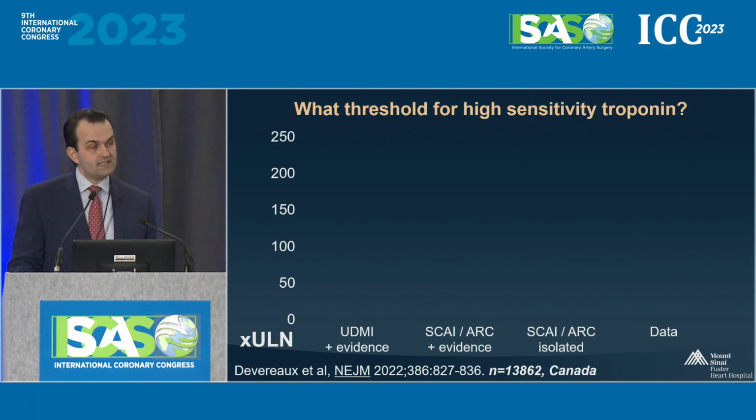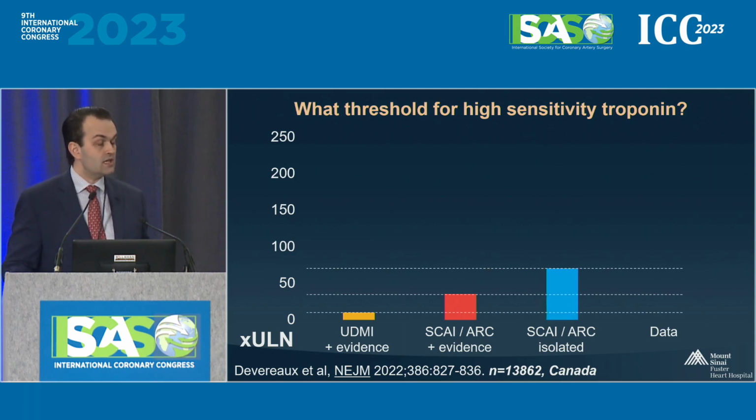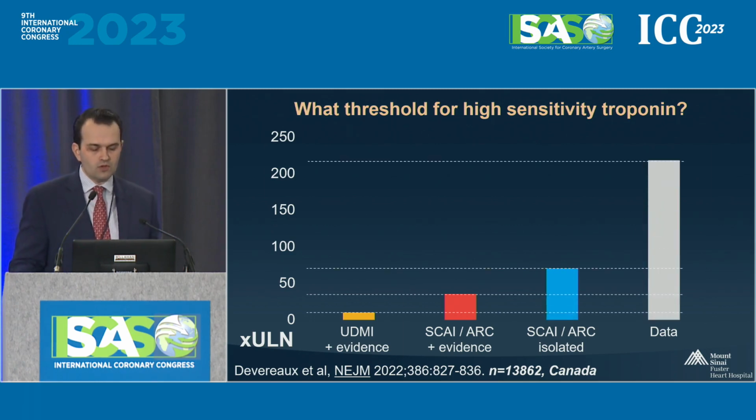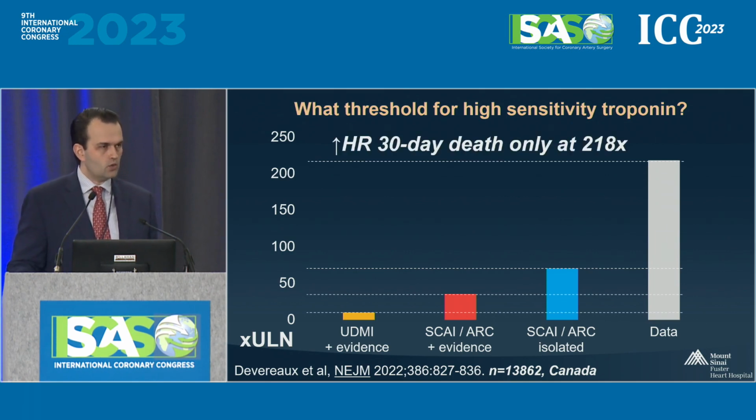Now, how about high sensitivity troponin? Again, as was shown, if you look at how much high sensitivity troponin elevation you need as a percentage, or as a multiple of the upper limits of normal, it's markedly higher than what currently exists in present definitions of myocardial infarction. In this particular study from Canada, you had to have a 218-fold increase in high sensitivity troponin in order to satisfy a predictive role.